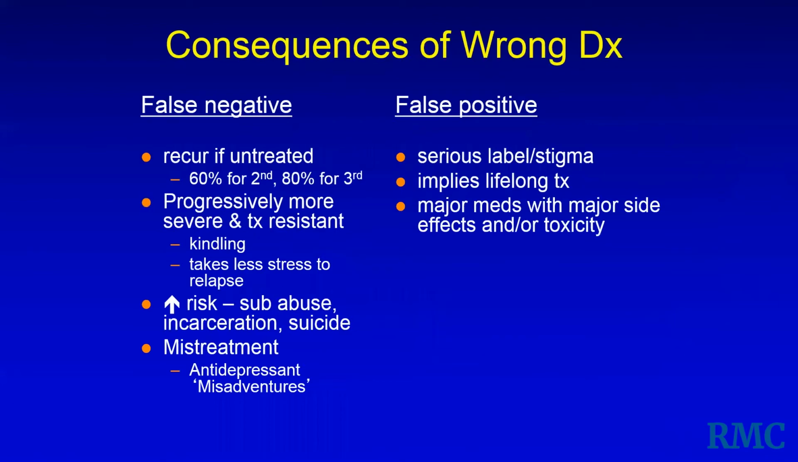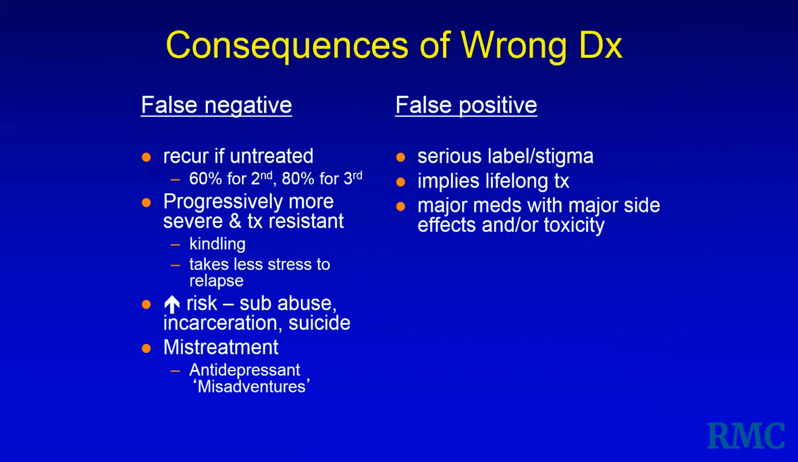So what happens if you make the wrong diagnosis? Well, if you don't recognize bipolar disorder and think it's just unipolar depression, of course the symptoms will recur because they'll be untreated. Each episode may become more severe and treatment resistant. There's going to be that increased risk of substance use disorders, legal problems, and even suicide. Remember, bipolars have a much higher suicide rate than many other psychiatric disorders. And these patients are going to have antidepressant misadventures, which means they're going to get an antidepressant, they'll become either manic, they'll become suicidal, it won't work, etc. So a lot of bad consequences if you miss this diagnosis.